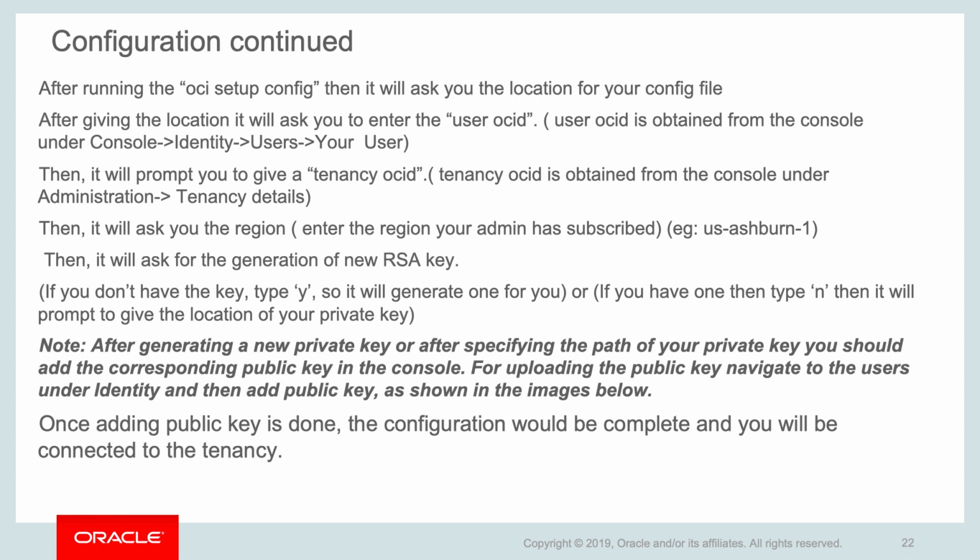generate one for you. And that RSA key, you will be basically providing within your console, and there is a configuration step which you need to do. So after generating a new private key, or after specifying the path of your private key, you should add the corresponding public key in the console. For uploading the public key, navigate to the user under Identity, and then you will see an option called Add Public Key, and there you have to paste it and save the configuration.